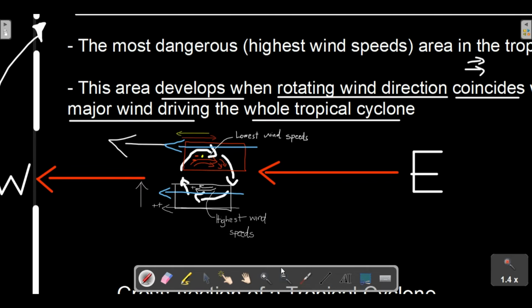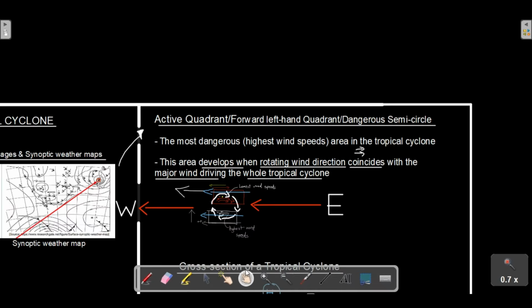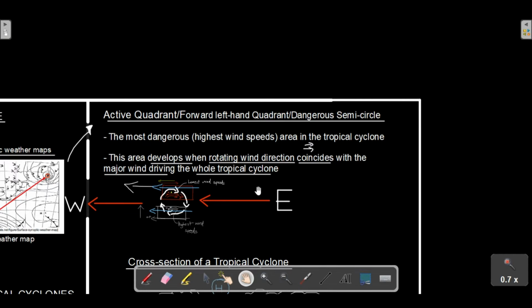That's how a dangerous semicircle forms. This area develops when the rotating wind direction coincides with the major wind driving the whole tropical cyclone. If you can just explain it this way, you would get the full marks.